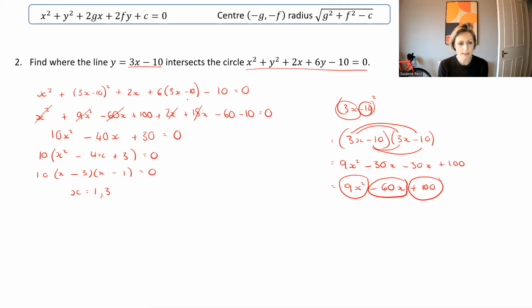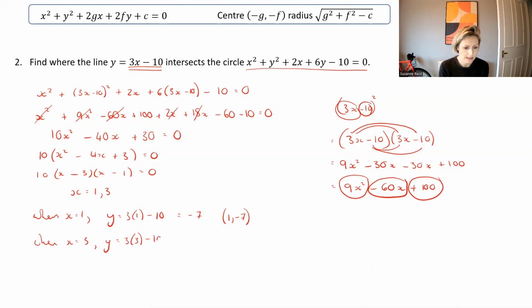Now I need to find my y coordinates, and I can use this nice equation here. So when x is 1, y is 3x minus 10. So 3 ones minus 10, which is 3 take away 10, which is minus 7. So that gives me the coordinate 1 across, minus 7. Then when x equals 3, y is 3 threes minus 10, which is 9 take away 10, which is minus 1, giving me the coordinate 3, minus 1. So that's the two places where this line will meet this circle.